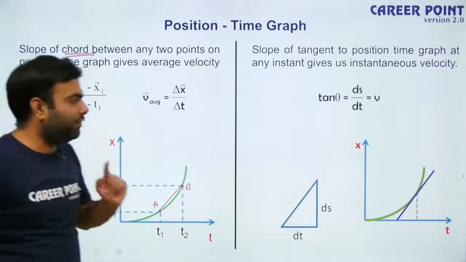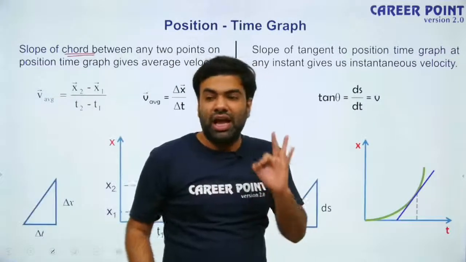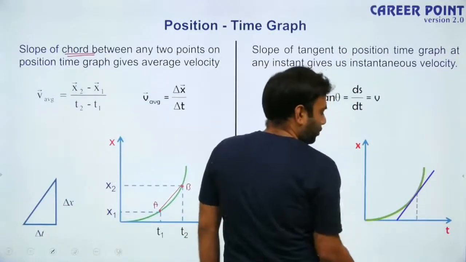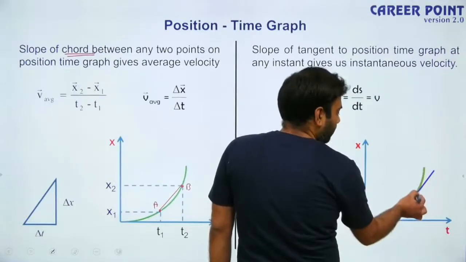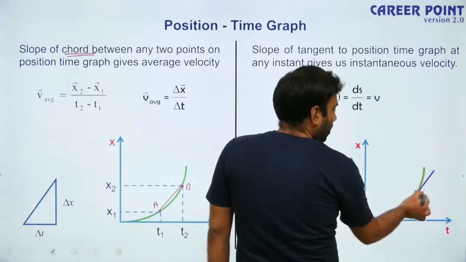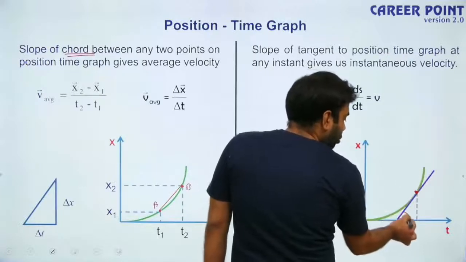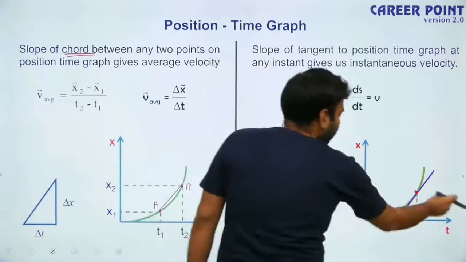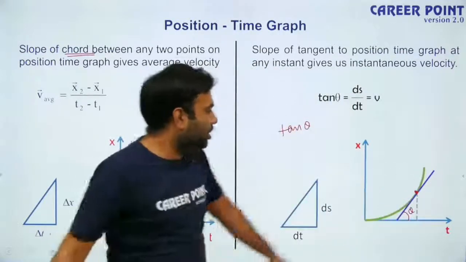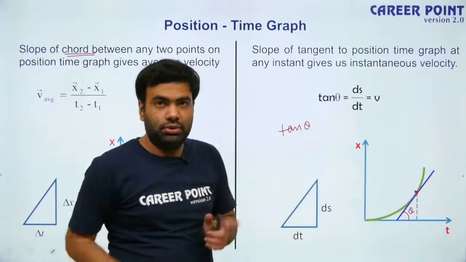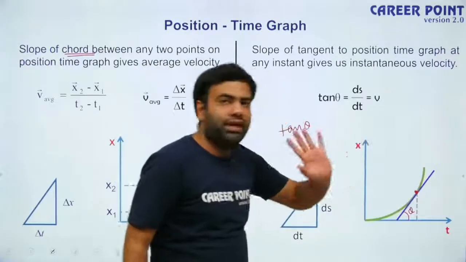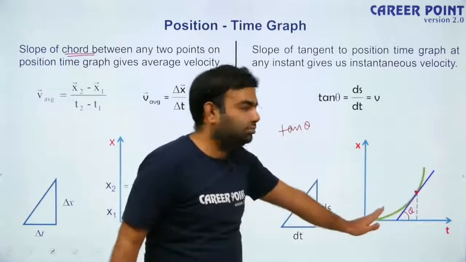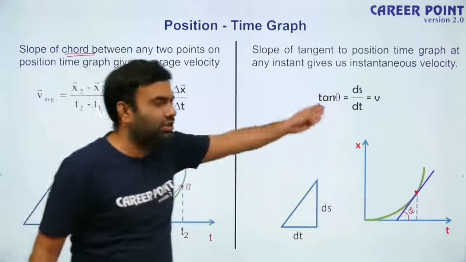And if you want instantaneous velocity at a particular instant of time, suppose at this time, then what do you have to do? At the curve, if you draw a tangent, then what is the slope? Slope is tan theta, and theta is the angle from the x-axis in the anti-clockwise direction. So if you want instantaneous velocity at any point, you have to draw a tangent at that point, and the slope of that tangent will give you instantaneous velocity.